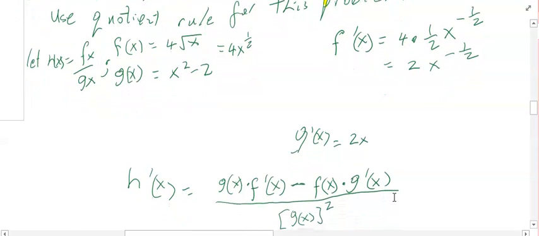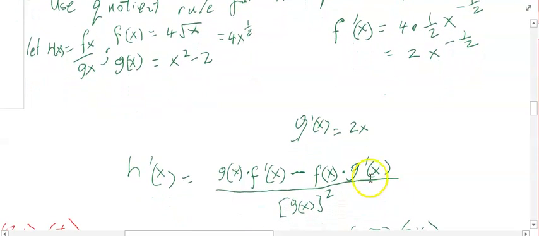Now, let us recall what our quotient rule says. Remember our acronym that says low d high minus high d low over low squared. We're going to try to use that. So h prime of x will be equal to g(x), which was the denominator, times the derivative of the numerator, f prime, minus our numerator times the derivative of the denominator. So that's low d high minus high d low all over low squared. Someone might say low low, however you remember it.